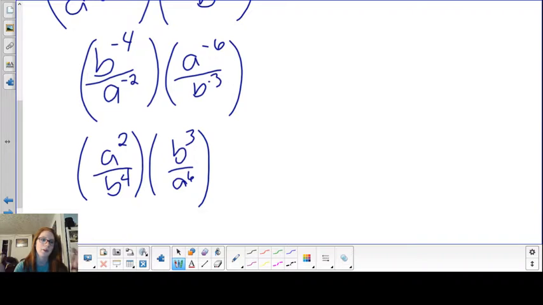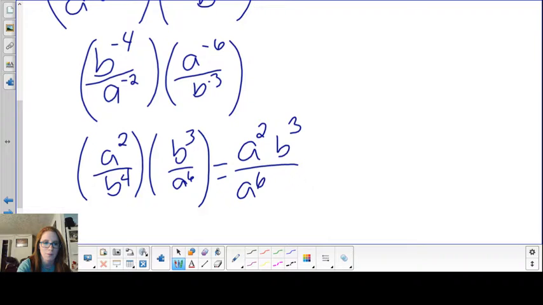And now that everything's positive, I can go ahead and multiply those together. And when I multiply fractions, I do top times top. And since a and b are 2 different letters, it's just a squared b cubed over a to the 6th, b to the 4th.